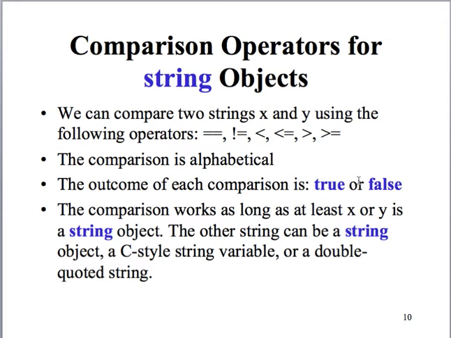So it starts comparing letter by letter until it can determine that one string is either less than, greater than, or in some cases equal to another string. And then the outcome for each comparison is just a Boolean, true or false.